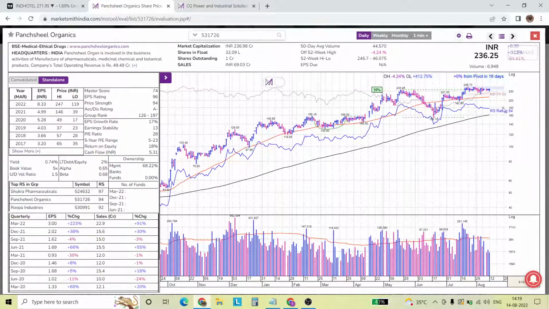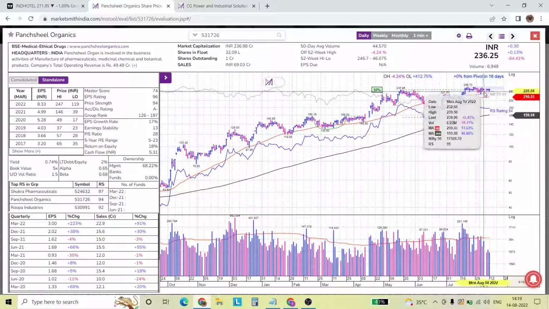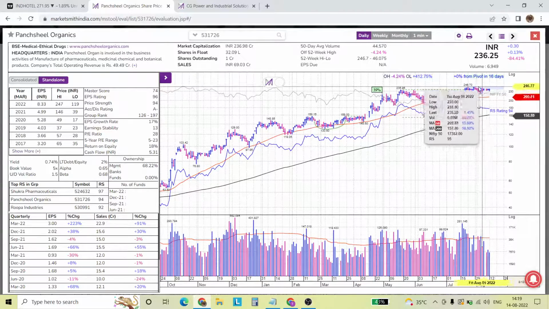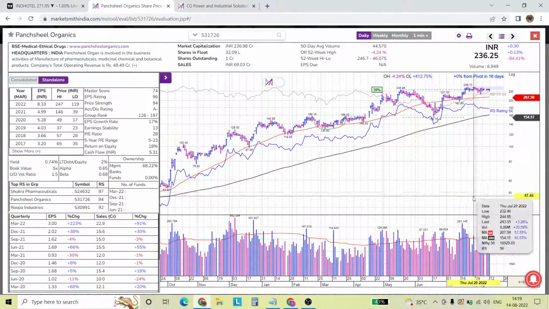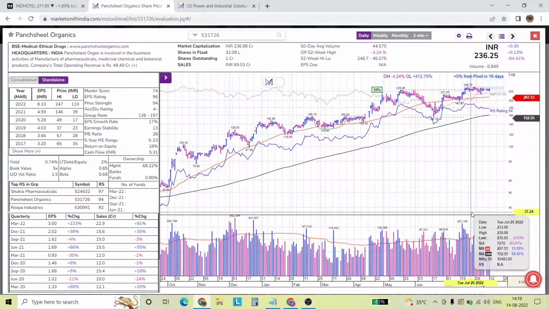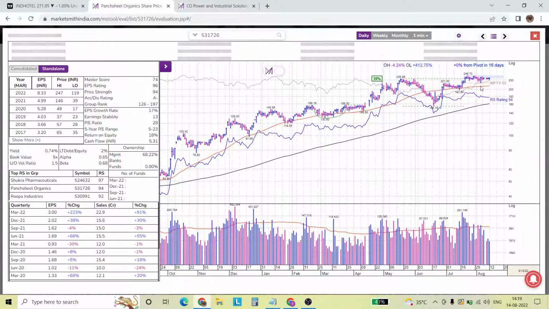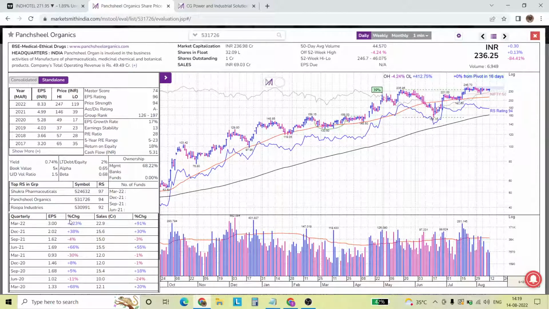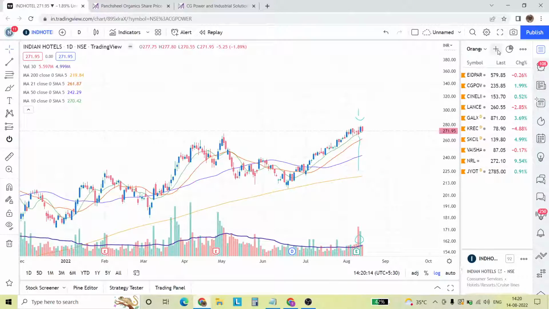Okay. I like this. This is a base. Starting here, base, and let's say it can be a tight area. So volatility has contracted over here. Look at the volume. The volumes are less now, meaning there is no supply at this point. And yeah, I think I like this. And I need to check this EPS and sales. 223.91. It's good. I like this. And yeah, let us add this one. Punchsheel Organics.